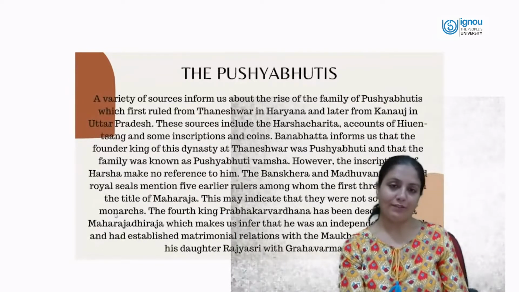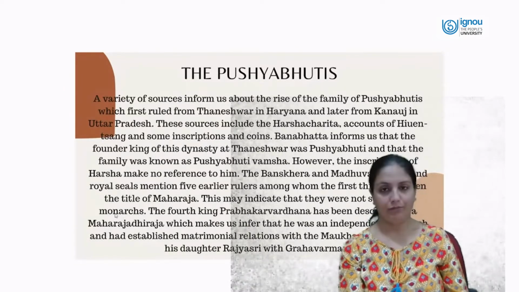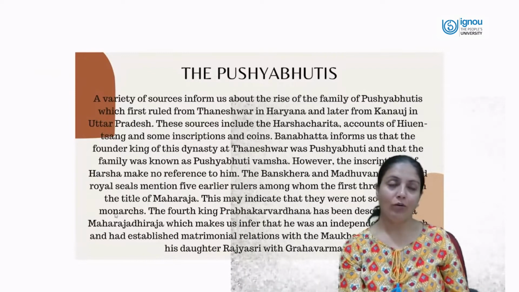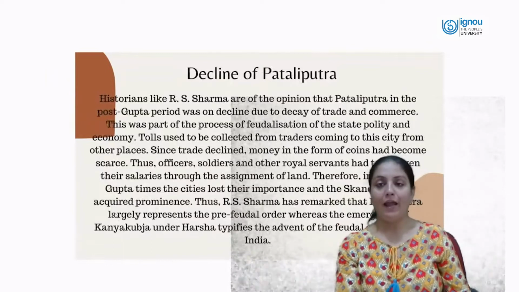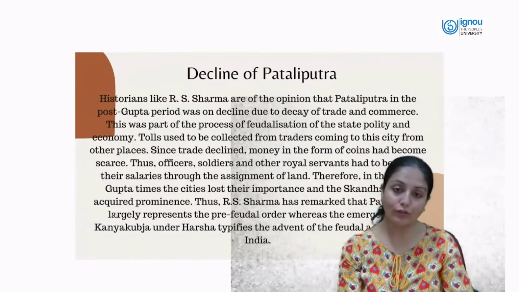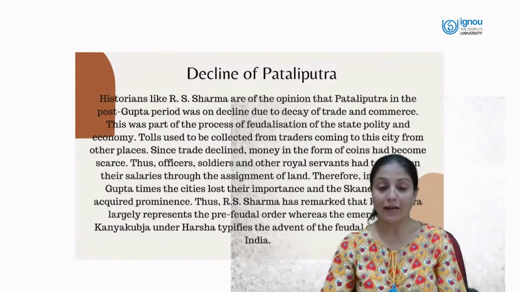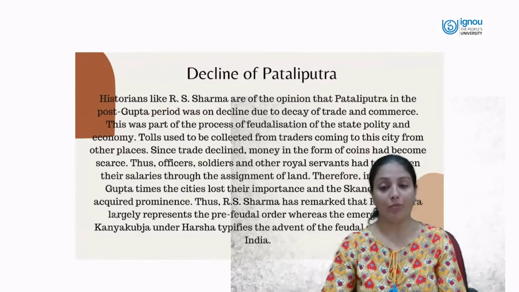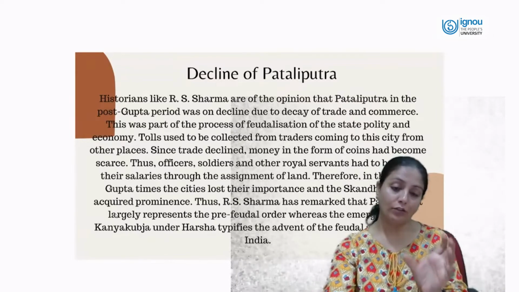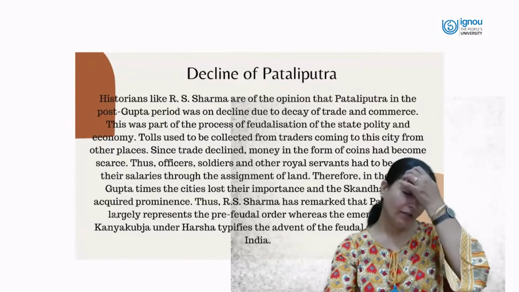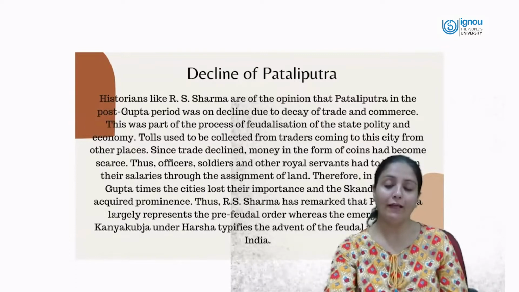Next is the Pushyabhutis. The previous topic was the decline of Patliputra: trade declined, the city declined, and coins became scarce. After the scarcity of coins, the army was given salary in the form of land grants.